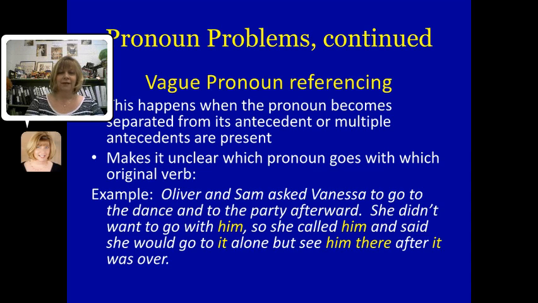Oliver and Sam asked Vanessa to go to the dance and to the party afterwards. She didn't want to go with him, so she called him and said she would go to it alone but see him there after it was over. See the problem with this sentence? You don't really know what Vanessa's intentions are here. Did Vanessa call Oliver or did Vanessa call Sam? Him here, we don't know which one it refers to.